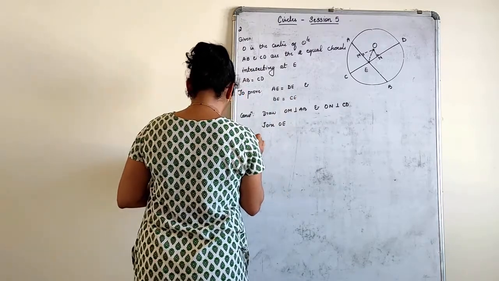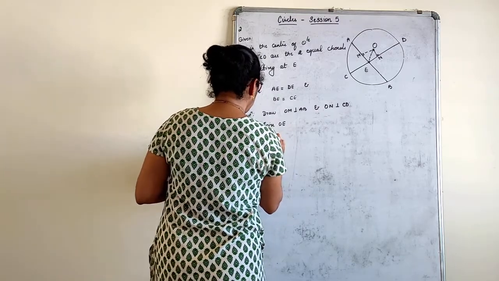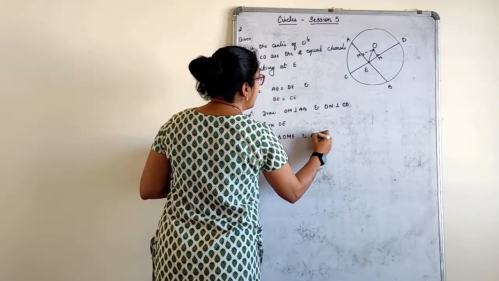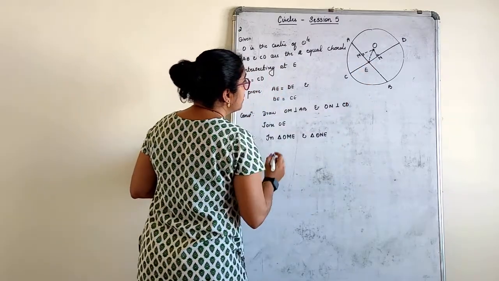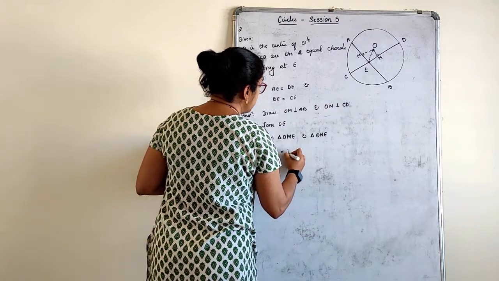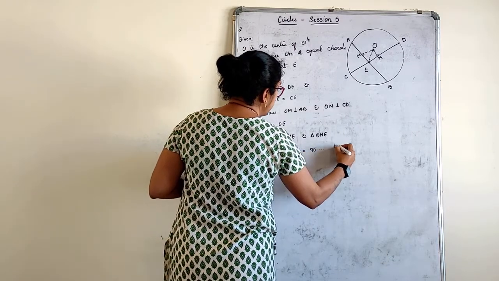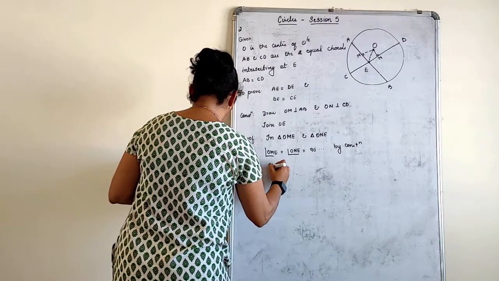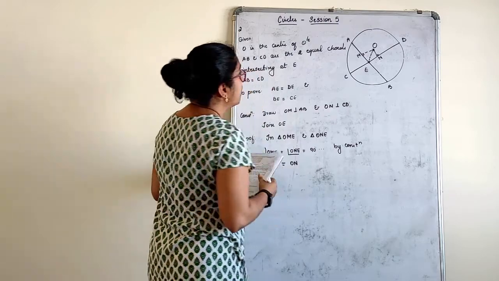Proof. In triangle OME and triangle ONE, first of all, angle OME is equal to angle ONE is equal to 90. Reason: by construction. OM is equal to ON.